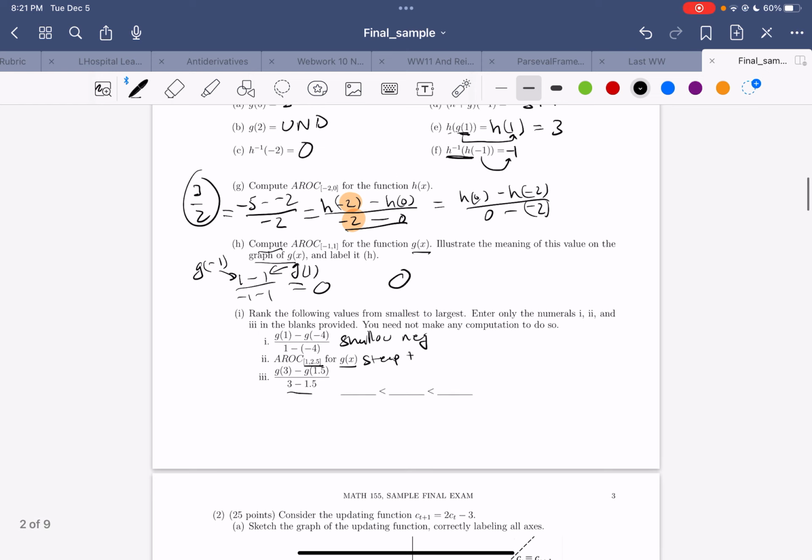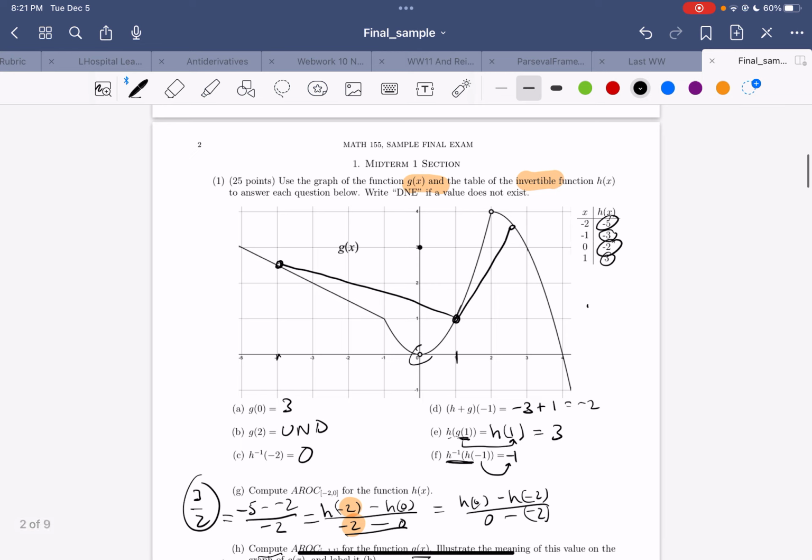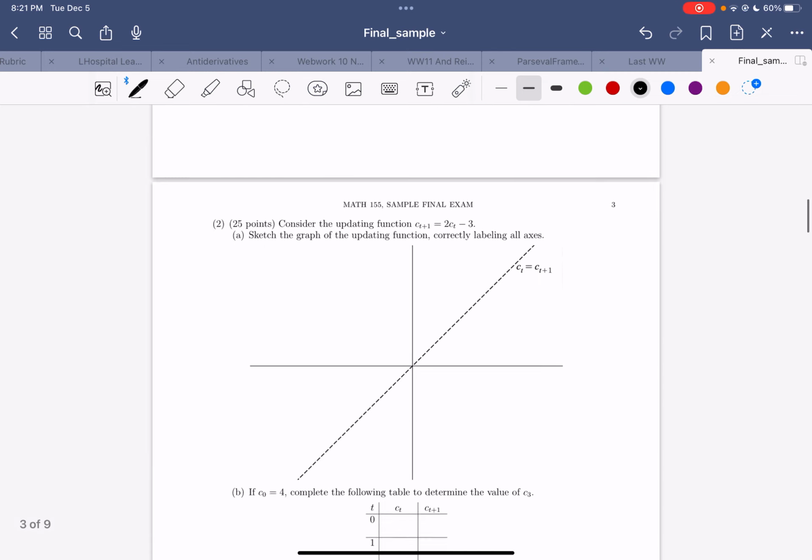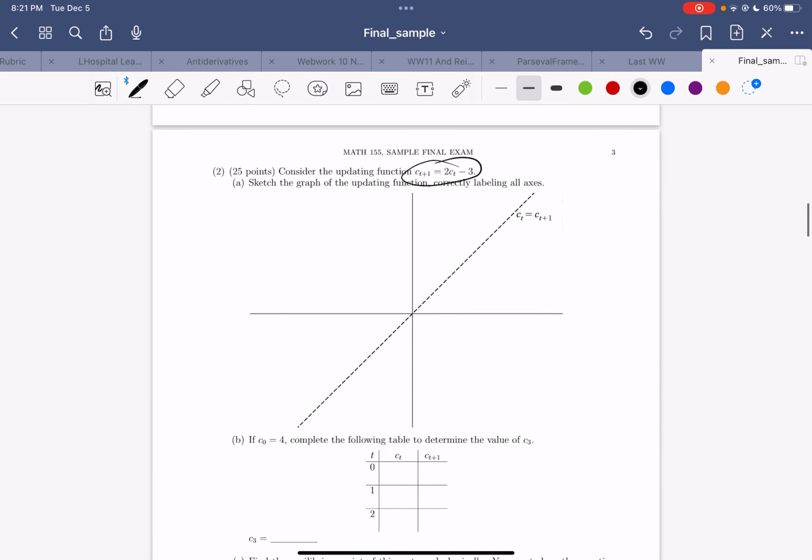And 3 to 1.5. Let's see, 3 to 1.5. Okay, that's pretty close to 0. So it looks like it's going to be the shallow negative, then the thing close to 0, and then the steep positive. These are all different slopes. I sort of know this is a negative number kind of close to 0, this is a positive number that seemed even closer to 0, and this is a positive number that seemed far away. So anyway, all right, consider this updating function.